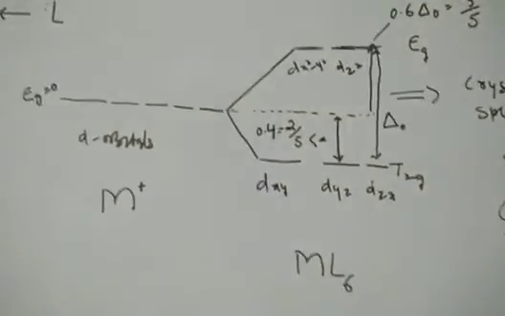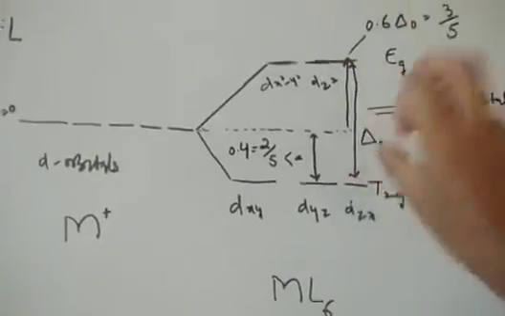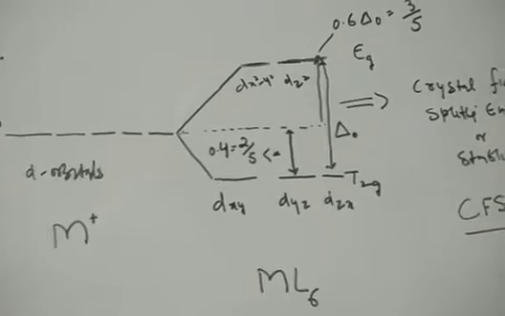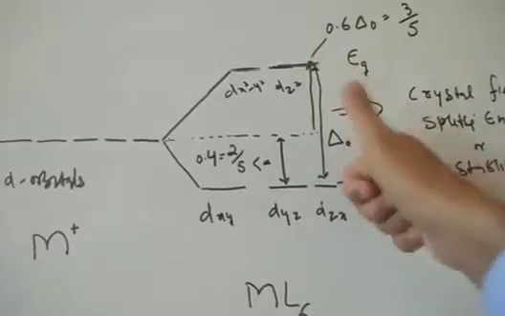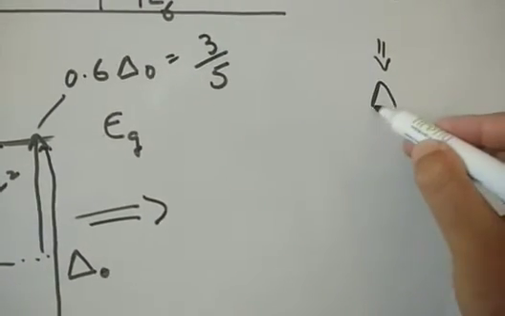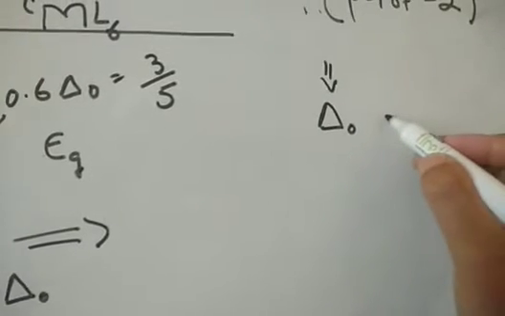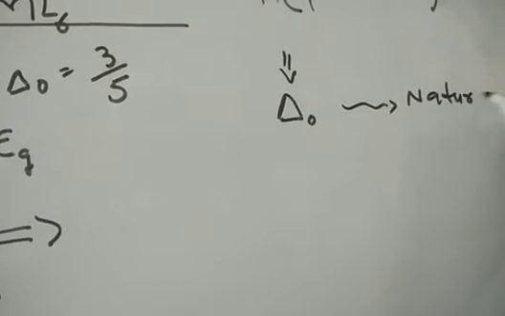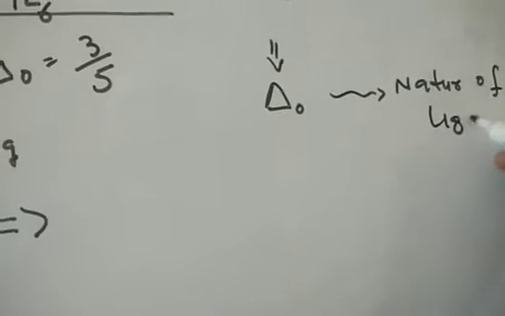Now, one of the major factors for the extent of this splitting is the nature of the ligand. So one of the major factors for crystal field splitting in octahedral complexes is that it depends on the nature of the ligand in the complex, meaning which ligand is in the metal complex. Let us understand this.